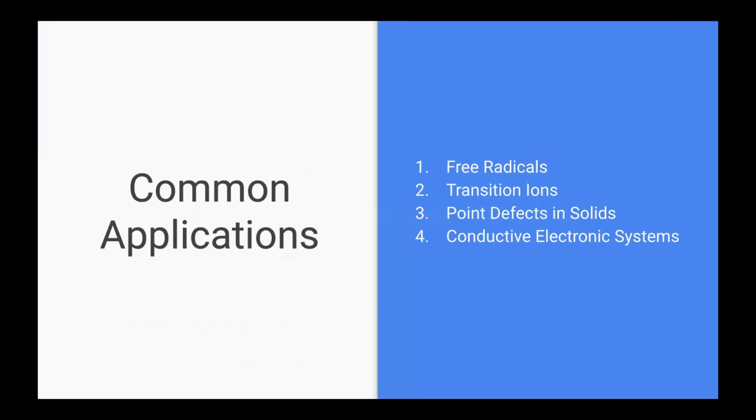So applications: this can truly be done on anything that has an unpaired electron. Free radicals, transition ions, point defects in solids, conductive electronic systems. If you have an unpaired electron, you're good to go.